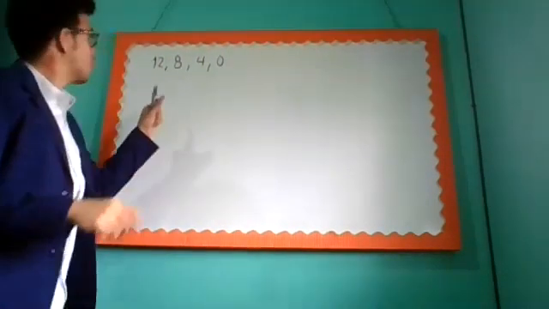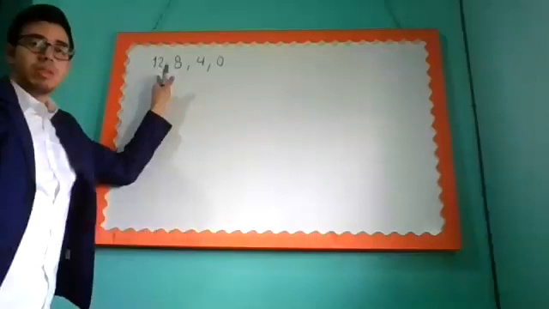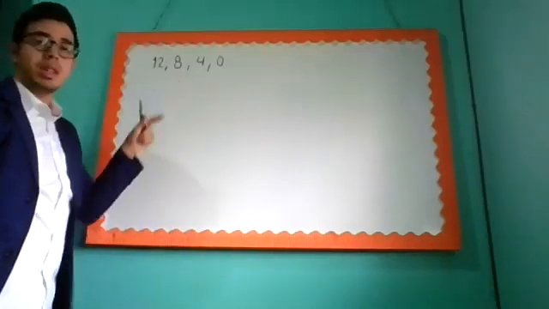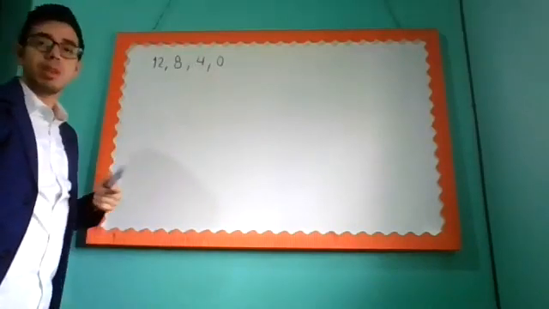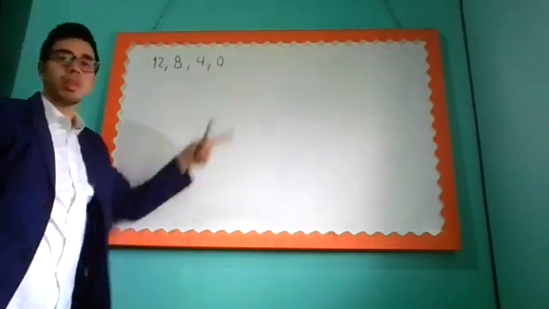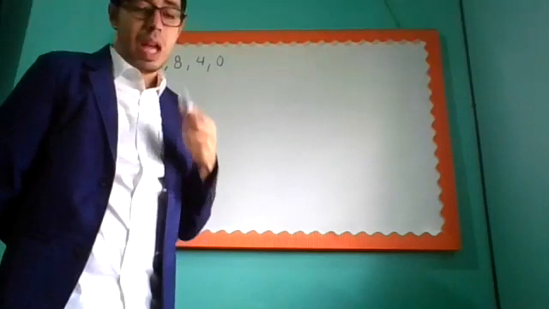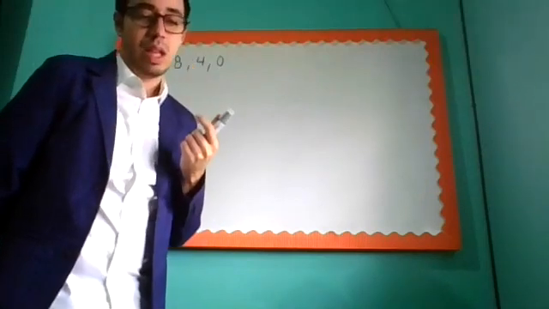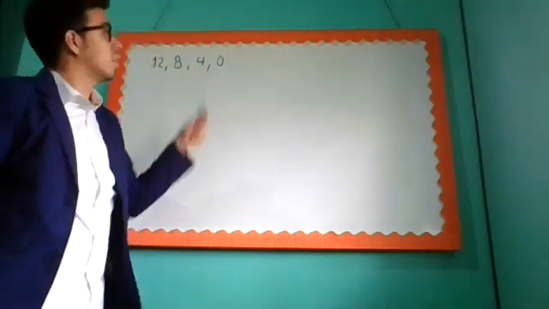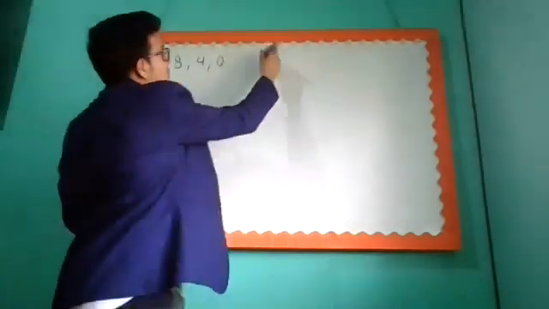What's happening in here? For example, 12 minus 4 is equal to 8. 8 minus 4 is equal to 4. 4 minus 4 is equal to 0. So you are going to obtain the common difference in here. The common difference is -4.